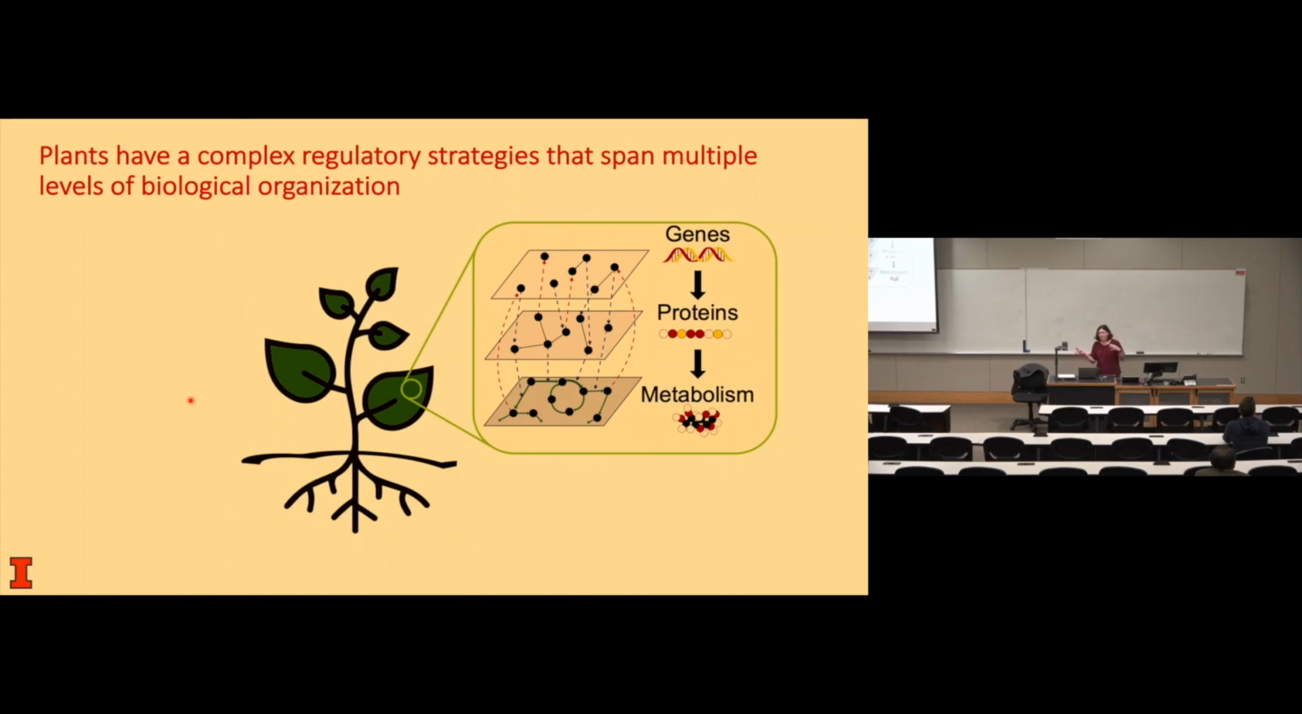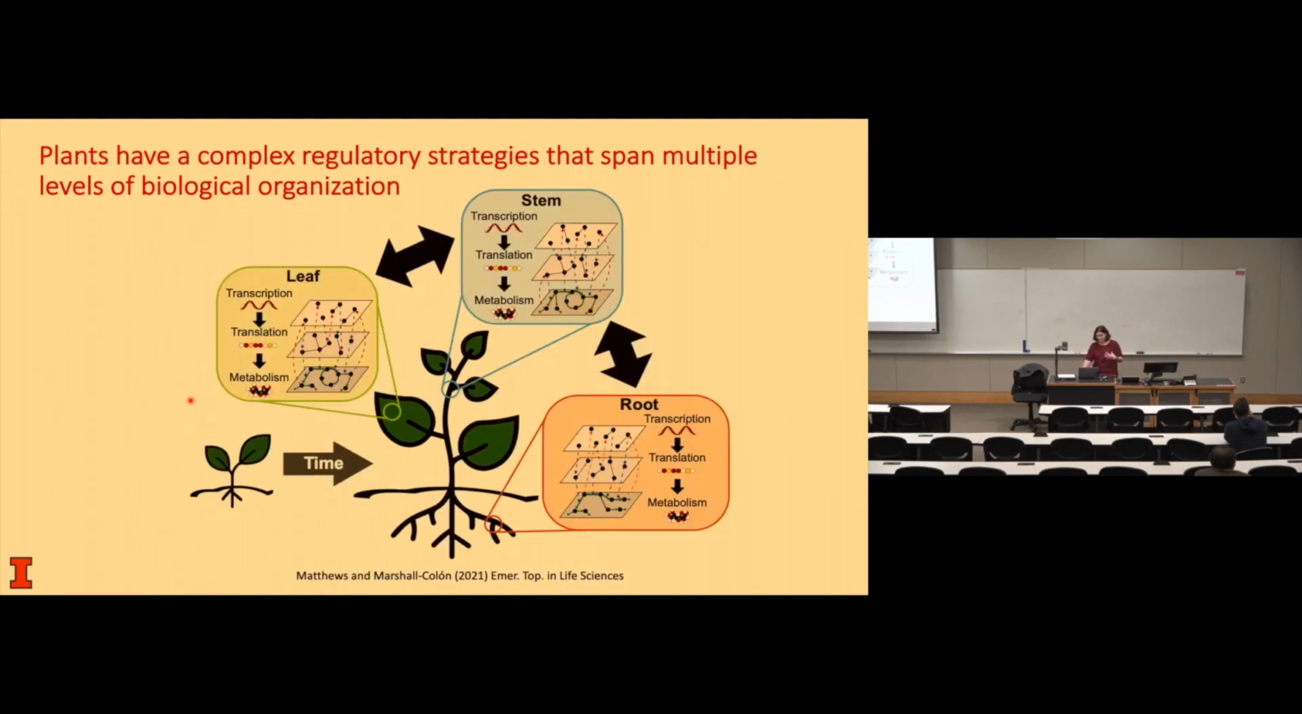And so plants have complex regulatory strategies in order to deal with their environment. They can't get up and move away when the environment changes, and so they need to adapt and acclimate, and they do this at a couple different levels of biological organization. Kind of shown here, we have the genes, which are essentially the blueprint of what happens in the plant, going down to kind of the RNA, proteins, metabolism.